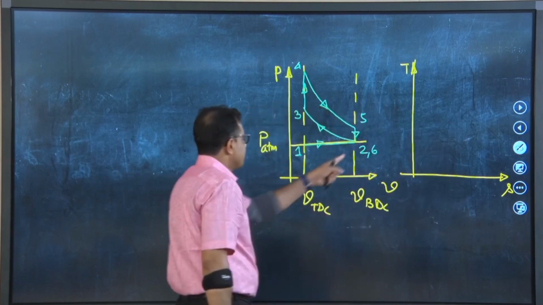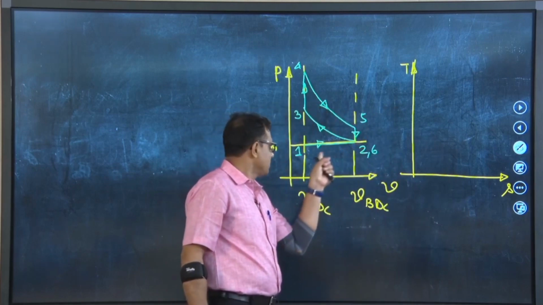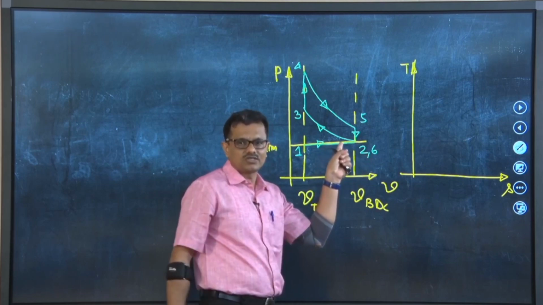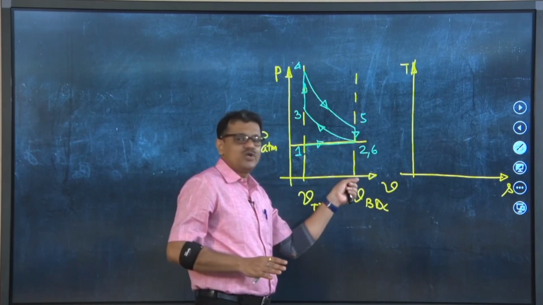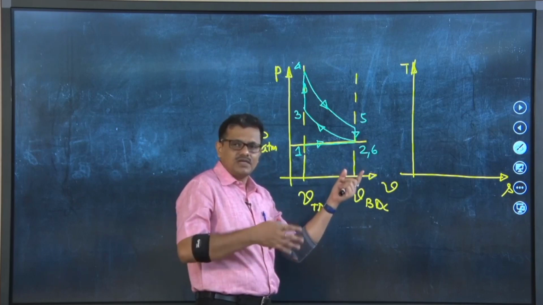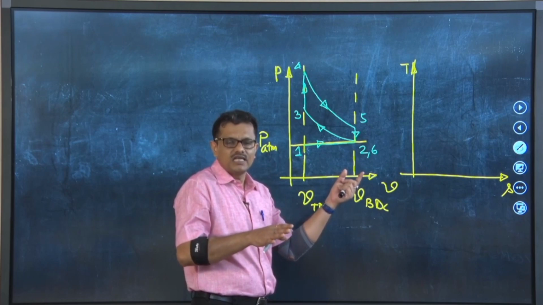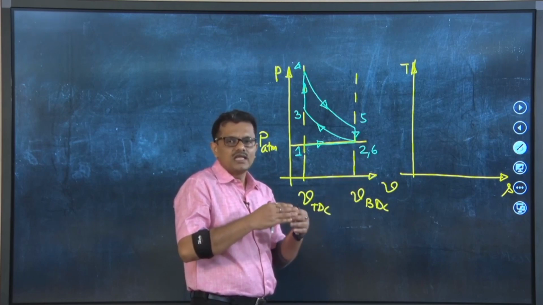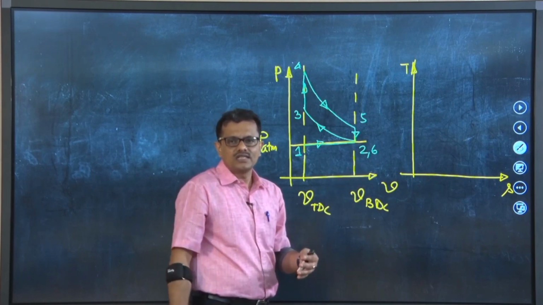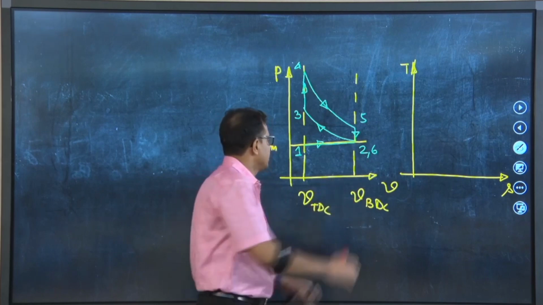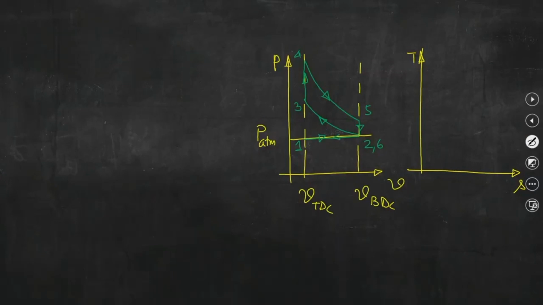Now, the piston is again moving from BDC to TDC to complete the exhaust. When we open the exhaust valve, momentarily a certain amount of combustion gases will leave, that is true, but eventually you need to clear all the gases that are inside the cylinder, and the piston will come from BDC to TDC, and that process is 6 to 1 to complete the cycle, right.